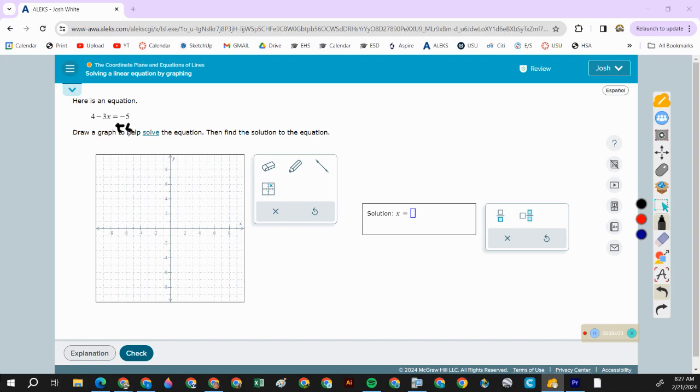So here we add 5, and I'm going to rearrange it a little. 0 is equal to negative 3x plus 9. So my y-intercept is 9, and the slope is negative 3 over 1, negative 3 over 1, negative 3 over 1. So my answer is going to be 3. Good there?